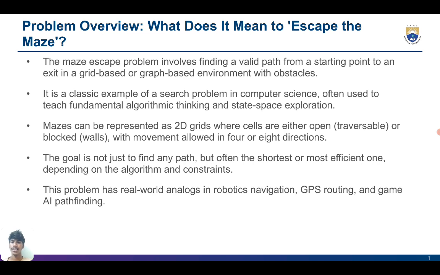Mazes can be represented as 2D grids where cells are either open, traversable, or blocked walls, with movement allowed in 4 or 8 directions. The goal is not just to find any path, but often the shortest or most efficient one depending on the algorithm and constraints. This problem has real world analogs in robotics navigation, GPS routing, and game AI pathfinding.